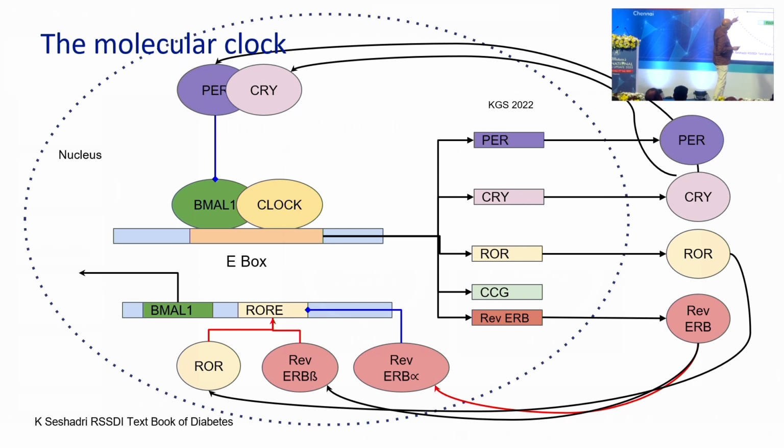BMAL1 gives an output to not just the other proteins, but it also sits on many cells as a promoter, many genetic things as a promoter or a disruptor.